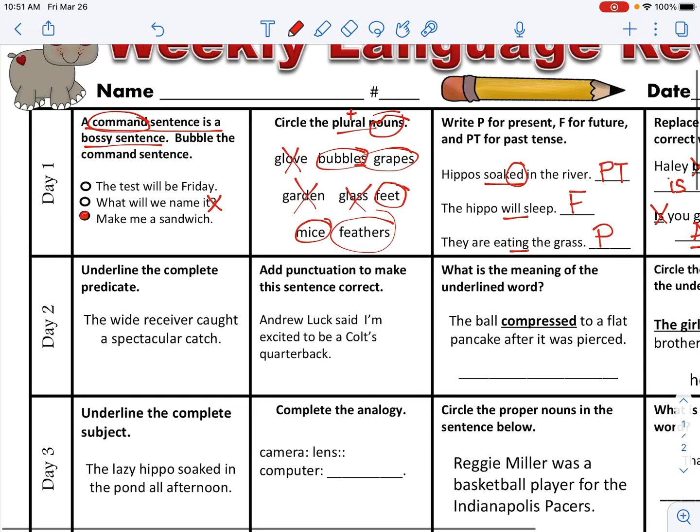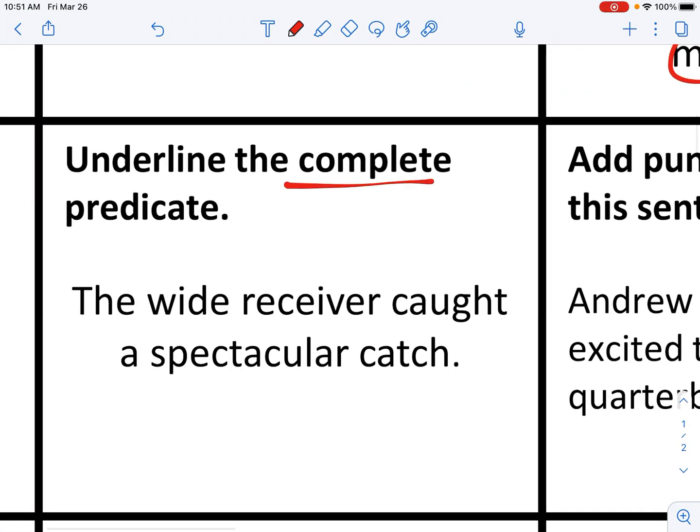Day 2. Underline the complete predicate. That means all the parts of the predicate. The predicate is not the subject. The subject is the who or what of the sentence. The predicate is what that subject does.